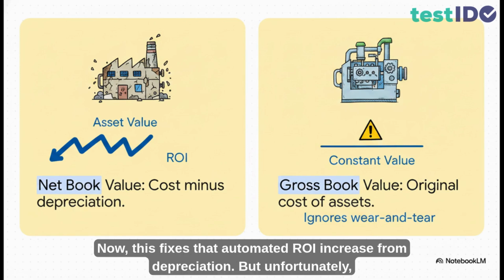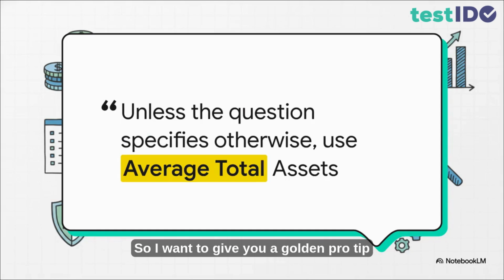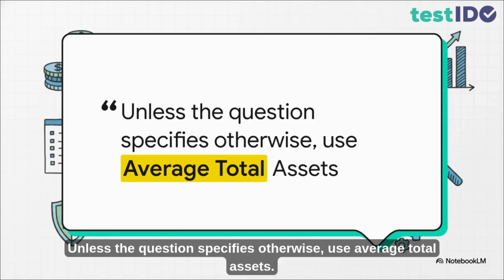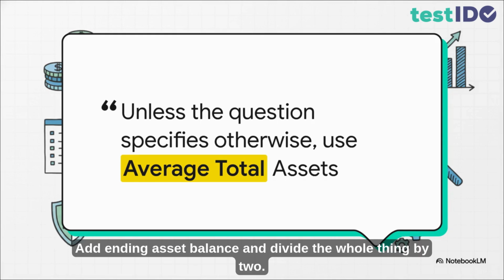Now, this fixes that automated ROI increase from depreciation, but unfortunately, it totally ignores the physical reality of everyday asset wear and tear. So, I want to give you a golden pro tip for exam day to just cut right through all this confusion. Memorize the quote you see on the screen. Unless the question specifies otherwise, use average total assets. That means you take the beginning asset balance, add the ending asset balance, and divide the whole thing by 2.